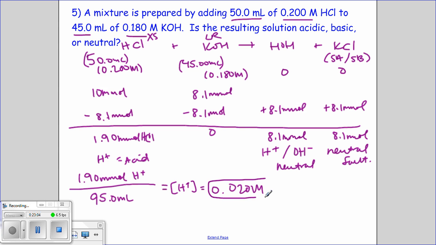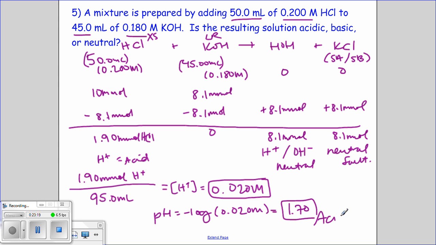This right here is going to now be plugged into our pH, which is negative log of 0.020 molar, which is 1.70 pH. And that should make sense because it's acidic, and we estimated that it would be acidic. So we did a really good job there. And there's only 2 significant figures after the decimal here because of the 2 sig figs that were present in that concentration of H plus.